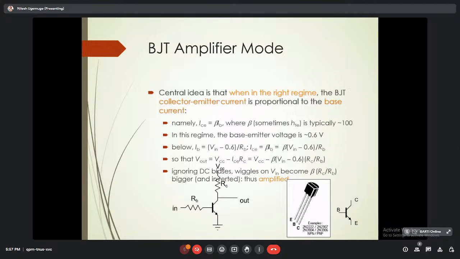Alpha is the current gain for the CB mode, and it is always less than 1. Gamma is the current gain for the common collector mode, and it is unity, always 1. In that way, the common collector configuration can be used as a buffer. Buffer means it is used in an operational amplifier, to pass the output voltage from one stage to another stage. So buffer circuits are also very useful.